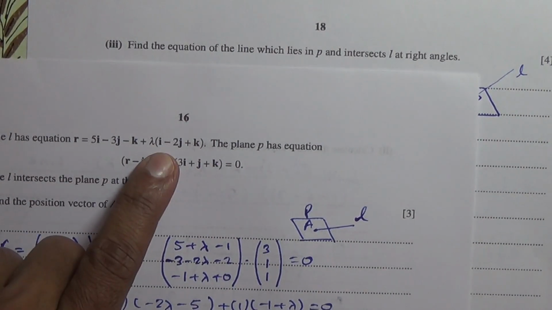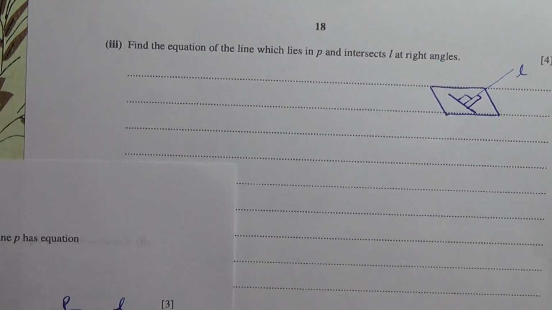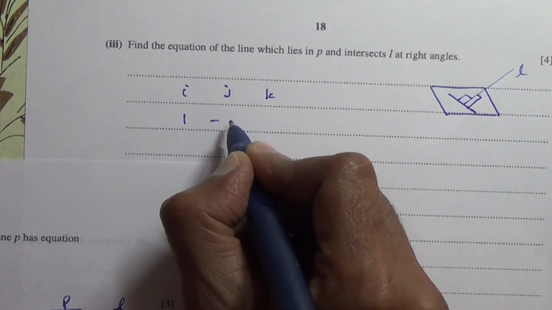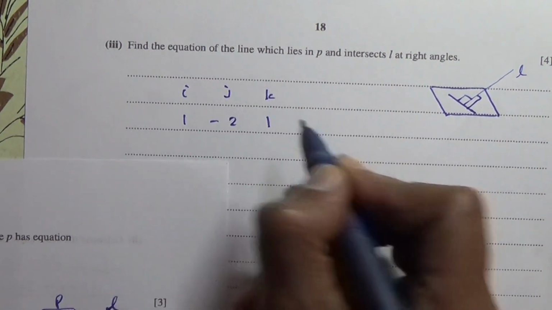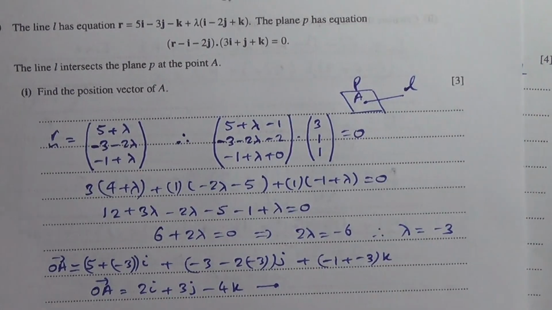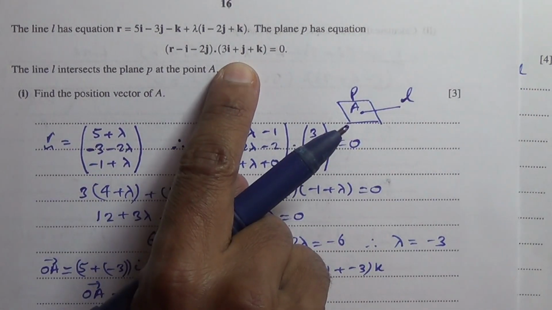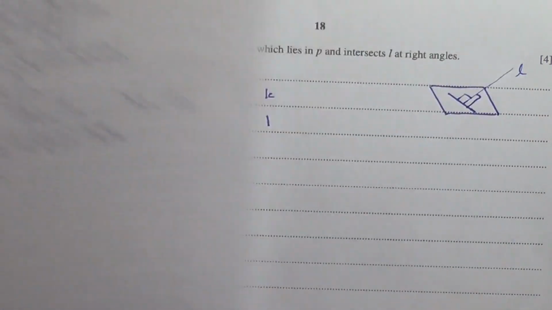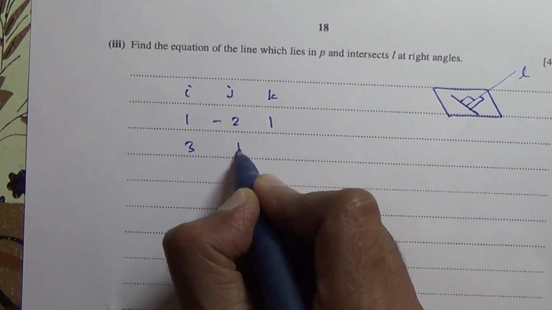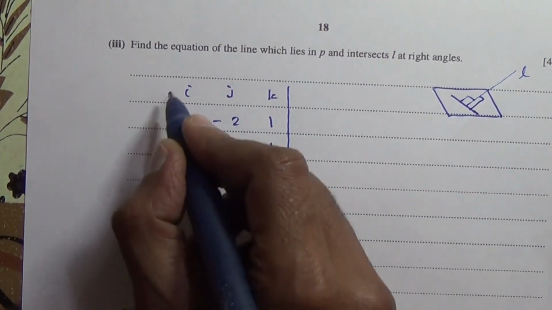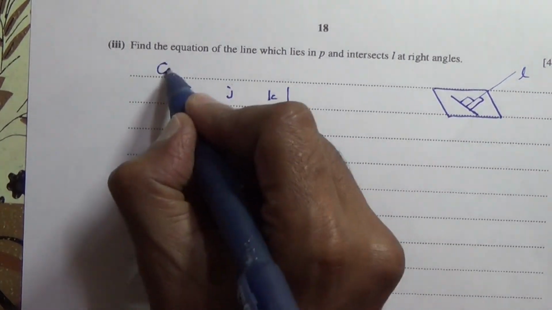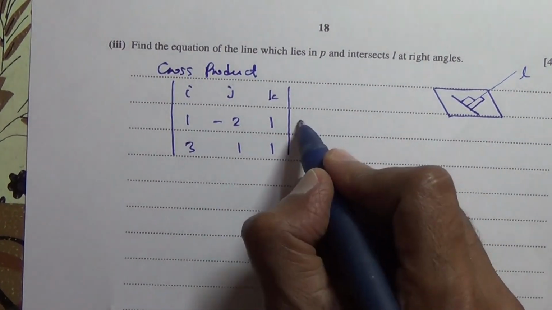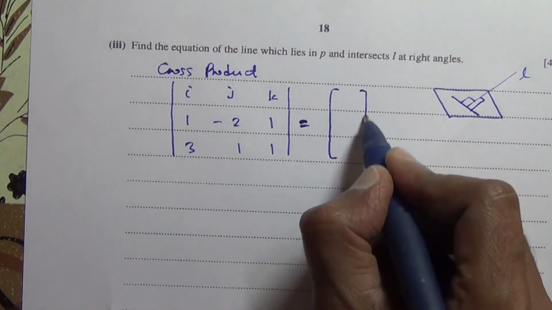Their direction vectors: the line is 1, -2, 1. So I put this as i, j, k, 1, -2, 1. And then we also have the equation of the plane. This was the line, this is the plane. 3, 1, 1, that's the direction vector. So what we're going to do is cross product their direction vectors.